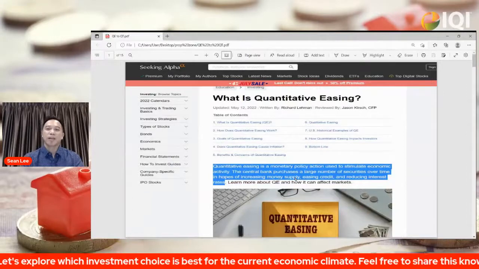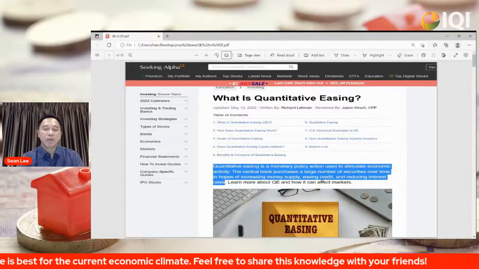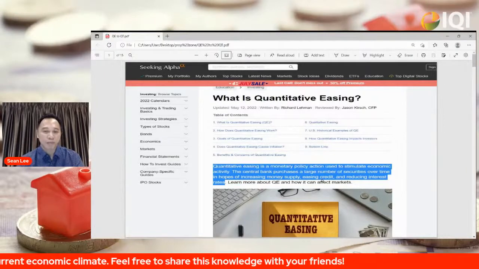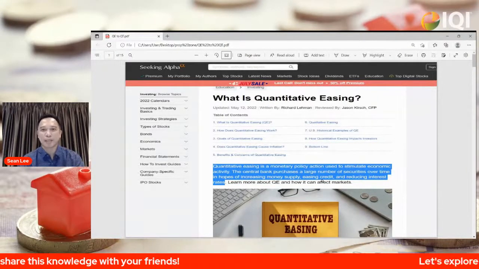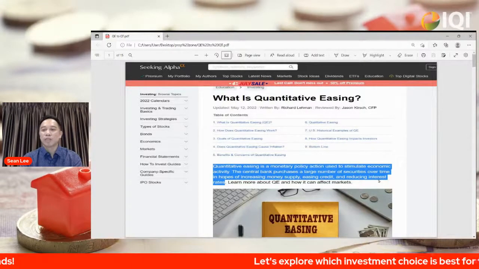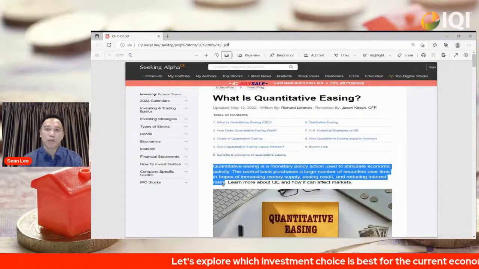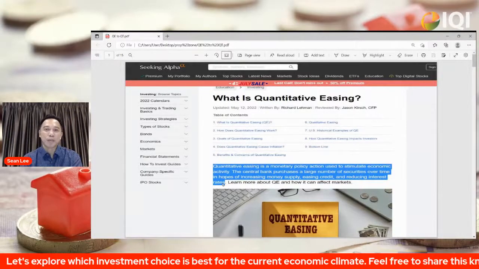Easing credit normally refers to reducing the statutory reserve requirement, or reserve ratio, or SRR, or triple R, depending on the bank. So basically, it allows the banks to lend out more. Of course, the third one is reducing the interest rate. In the US, normally we use the Fed funds rate, and in Malaysia, we normally refer to the OPR, the overnight policy rate.